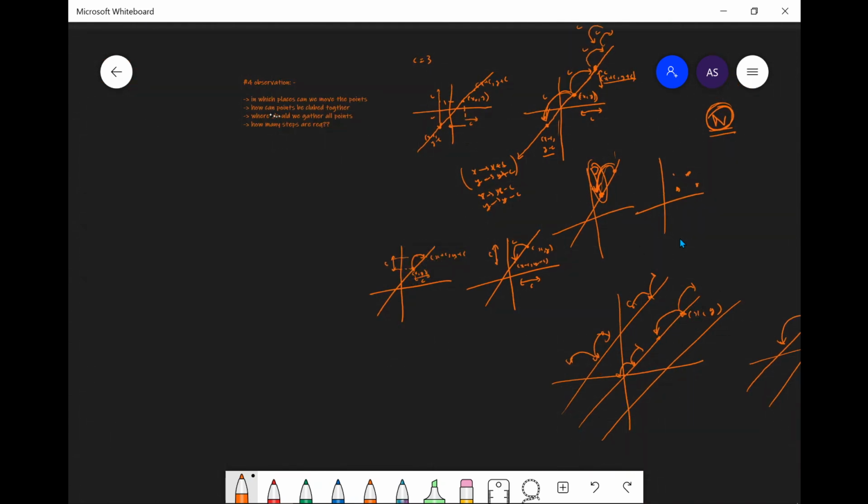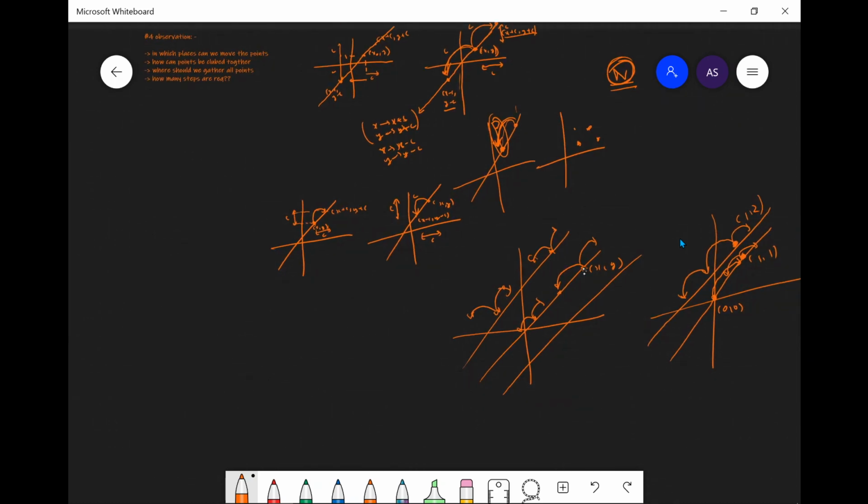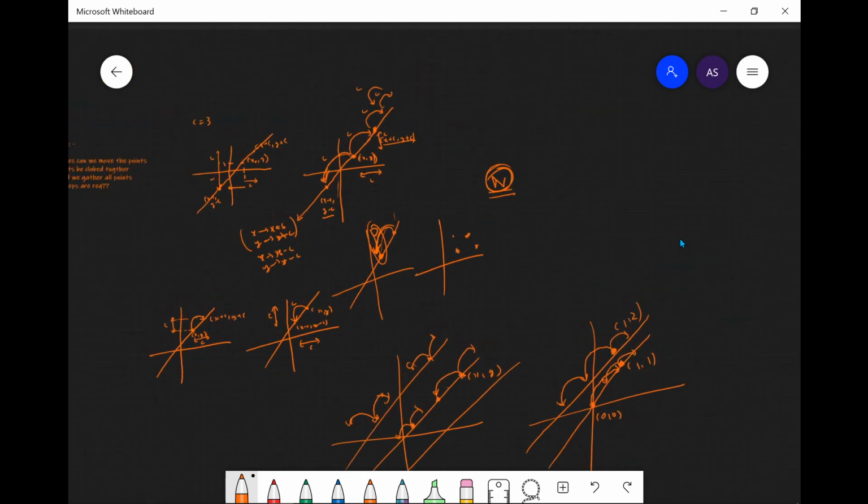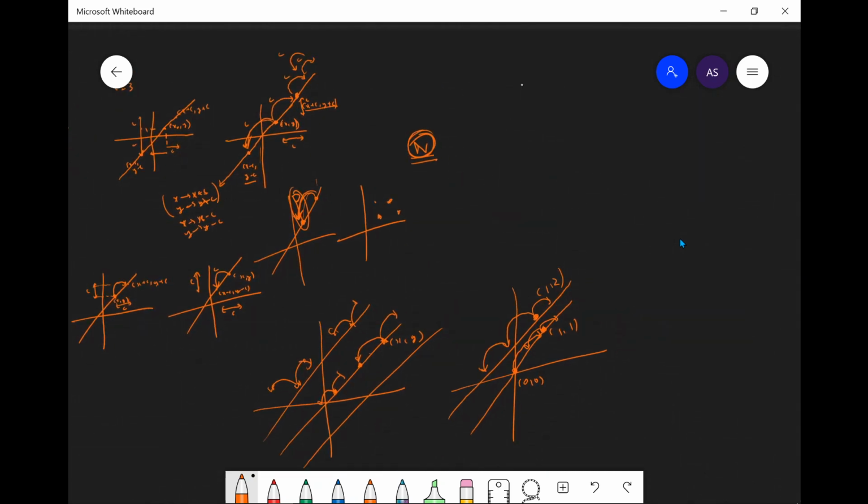Now where should we gather all the points? One thing is clear: we can move these points on this line, and if it is possible to club them, then we should do it. But the question is where we should club them. For this, let's again make a graph. Suppose there are some points on this.